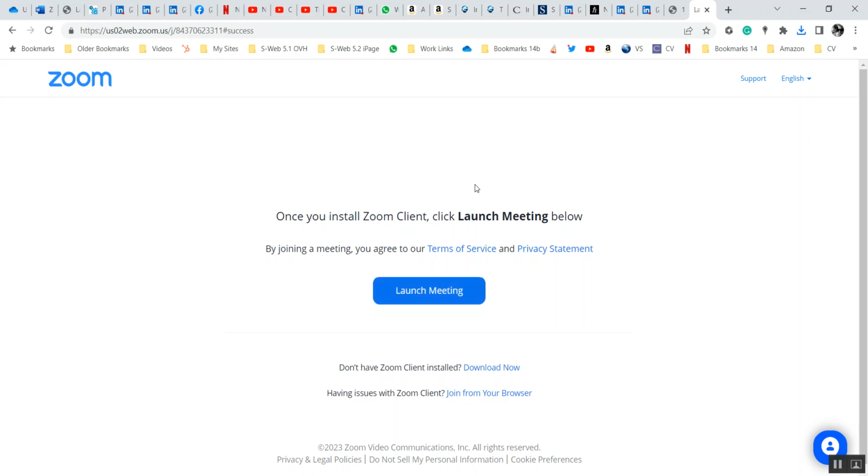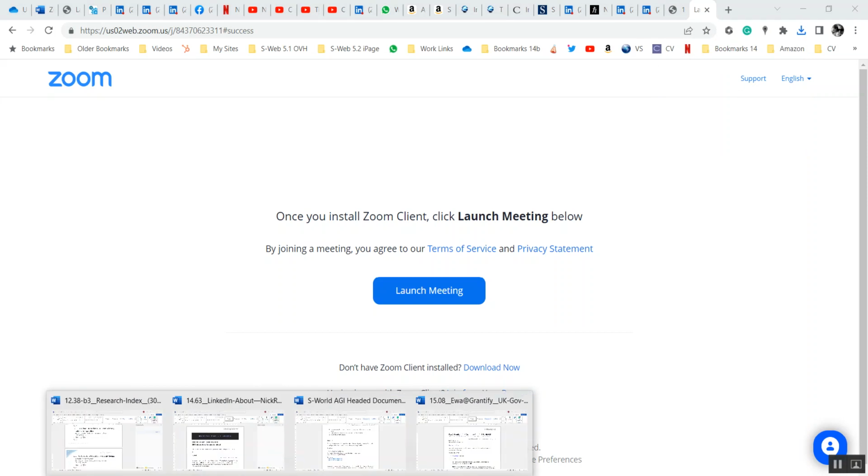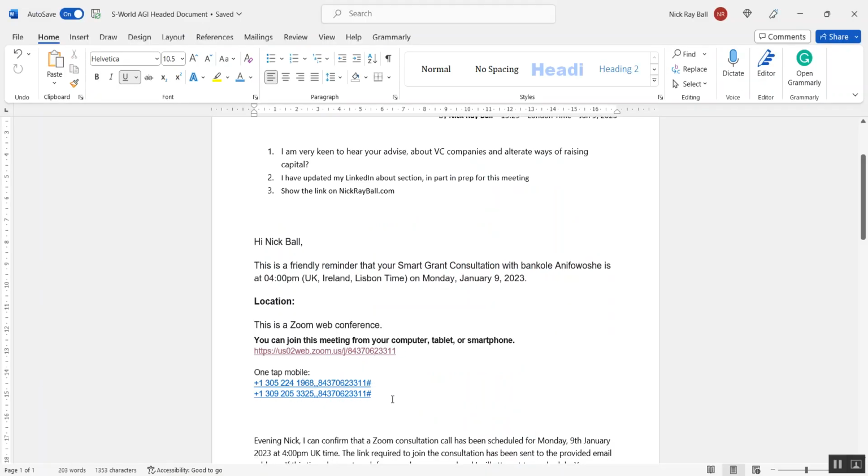Once you've installed Zoom client, click launch meeting below. Okay, well, this ironically is a meeting about technology, and ironically, I don't know how to work Zoom, and ironically, it's not particularly good because you should click that and it should work, and they should at least get the favicon sorted. Okay, let's look at alternate instructions.